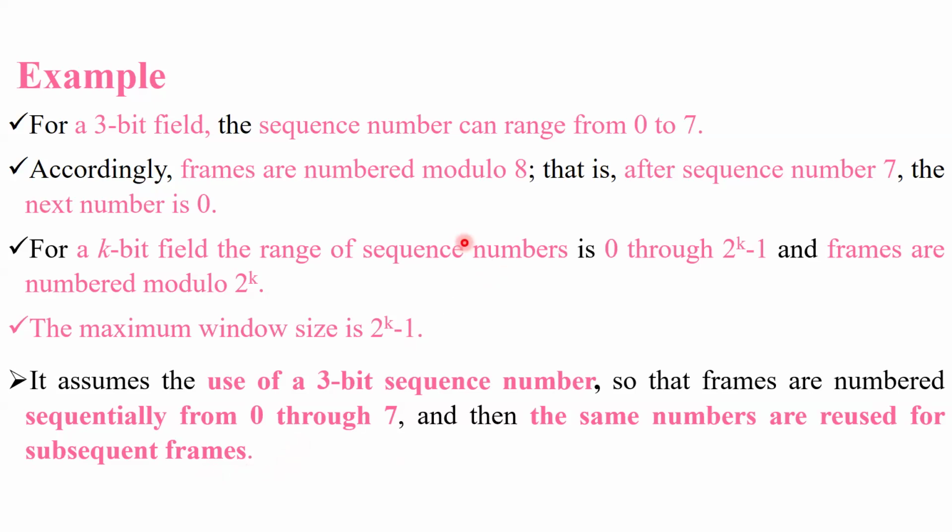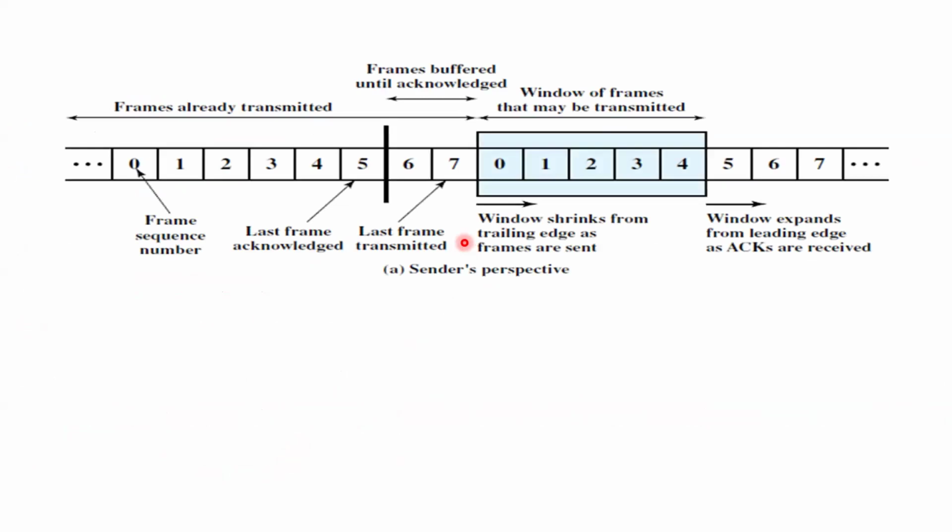Here, when you are sliding the window, you can see the sender side perspective. The sender has already transmitted the data from 0 to 7. 0 is the first frame sequence number, and the last frame transmitted is 7. He has received acknowledgement up to the 5th frame. The sender is waiting for the next frame to be transmitted. So this is the sender side perspective.